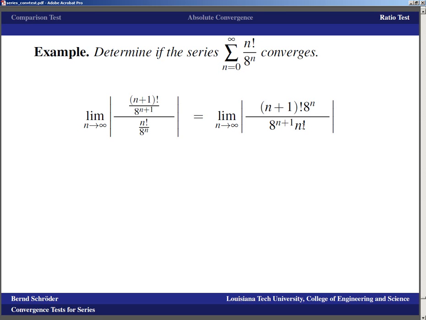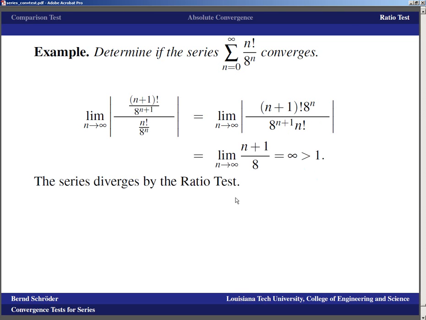factorial and n factorial? Well, n plus 1 factorial is the product of the first n plus 1 integers. So that's 1 times 2 times 3 times all the way to n times n plus 1. N factorial is 1 times 2 times 3 all the way to n. If you cancel all that, the only thing that remains is an n plus 1 in the numerator. So this is the limit as n goes to infinity of n plus 1 over 8, which is infinity, which is most certainly greater than 1. And so that means the series diverges by the ratio test.